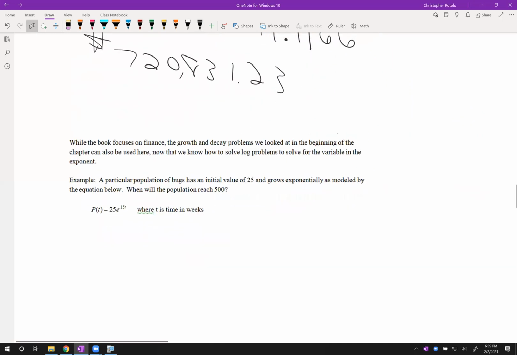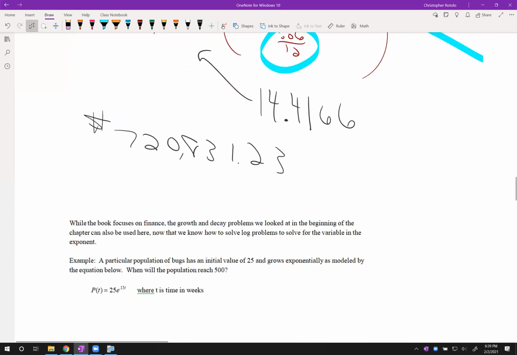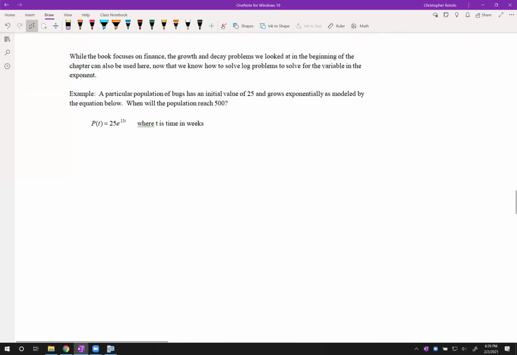All right, so that was present value, future value, and you will have a formula sheet for these when we look at doing the test. So I just want you to make sure you know how to use the formulas and when to use the formula so we can deal with it that way.